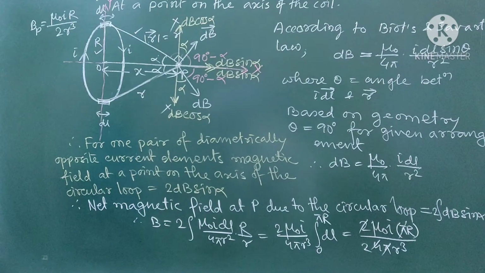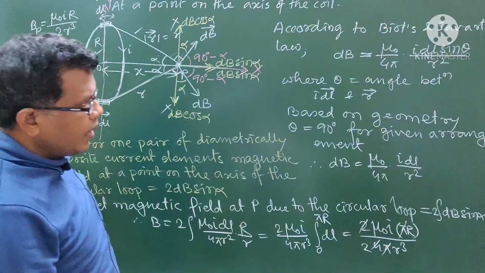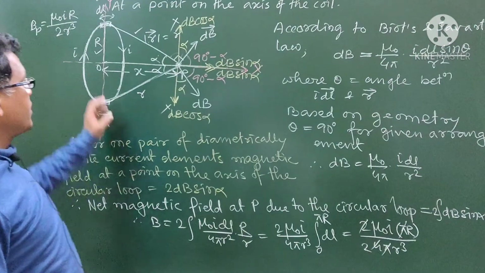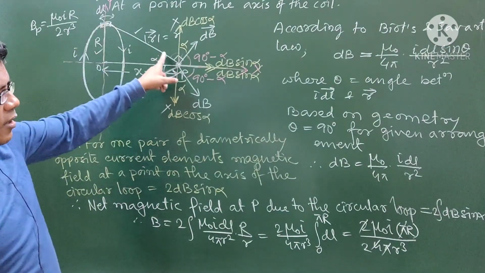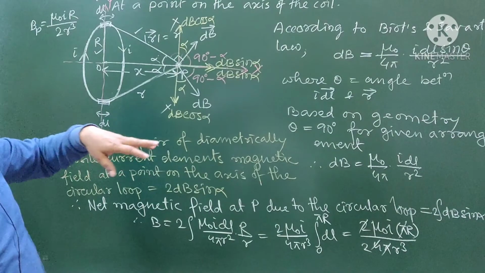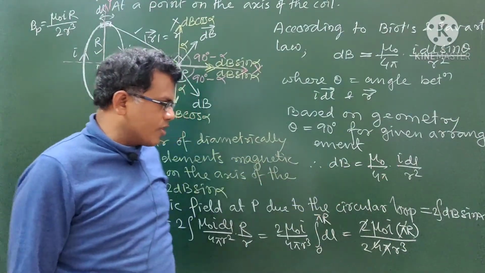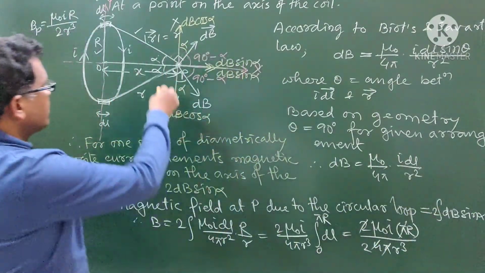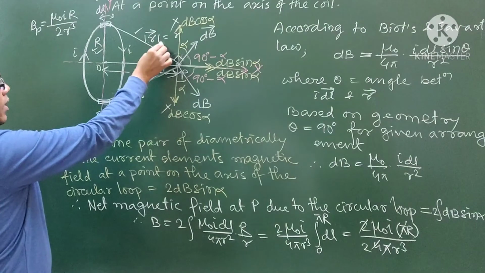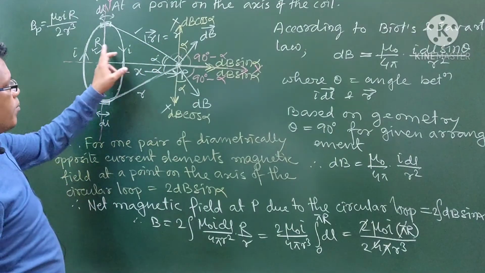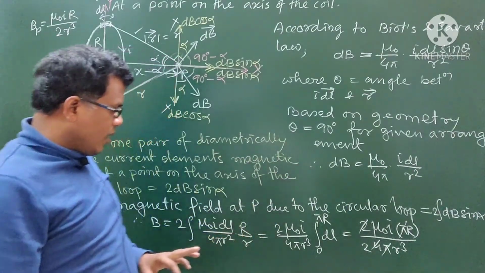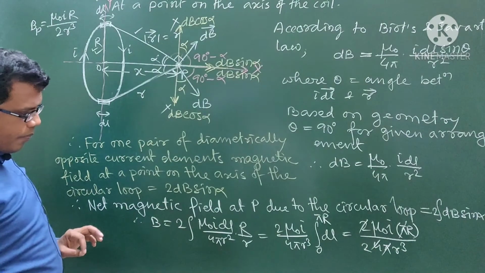As I said, dB depends on mu naught by 4 pi I dl sin theta by r square, where r represents the magnitude of the distance of the point from the current element, which is a constant value, the slant distance small r. So that too is constant. I, mu naught, 4 pi, these are all constants. So in the expression we are getting sin alpha. For sin alpha I can write capital R by small r, perpendicular to hypotenuse, right? So that's why instead of sin alpha I am writing capital R by small r.